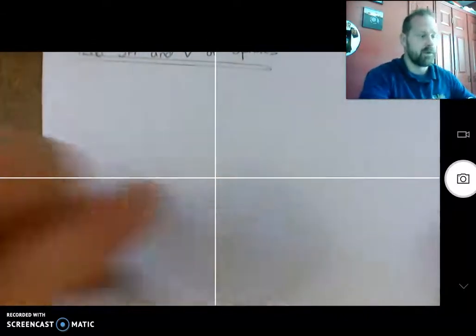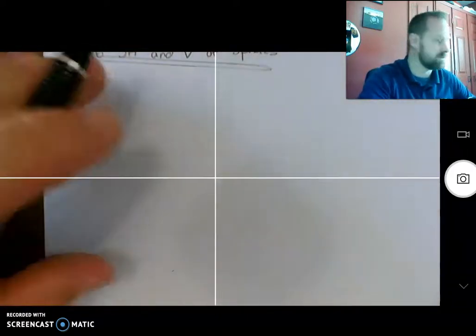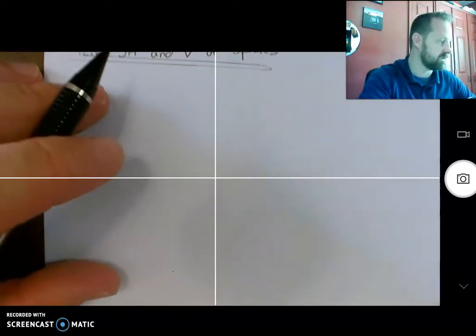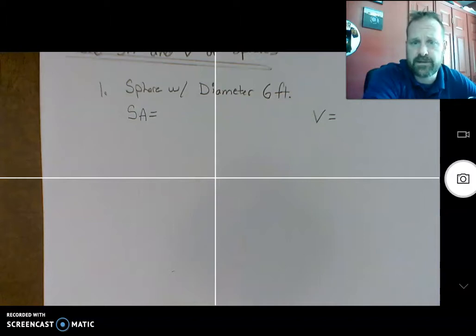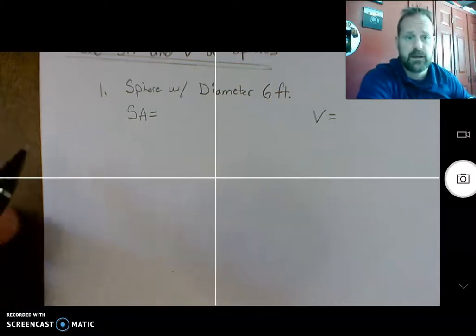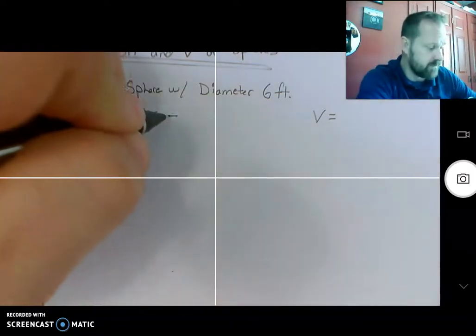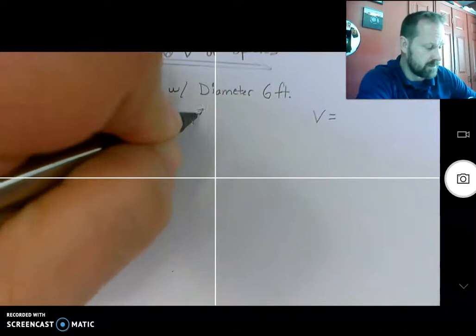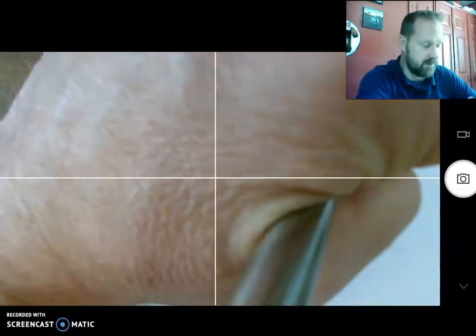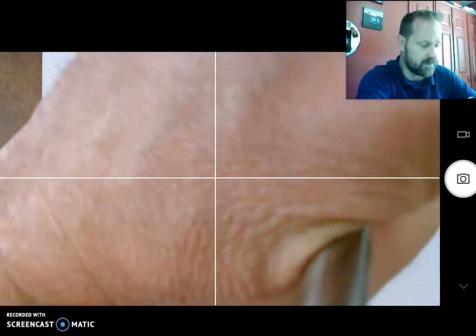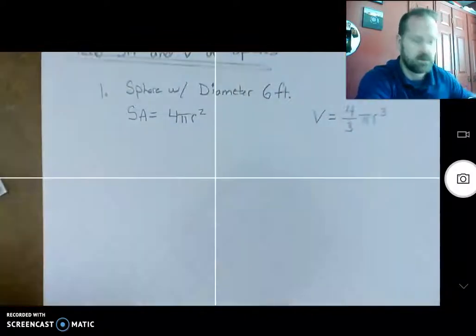So I want to do the guided practice. I want to do a sphere. Let me set it up here. Let's say I had a sphere with a diameter of 6 feet. We have to pay very careful attention to diameter and radius. You know the surface area formula is 4 pi r squared, and we'll cover this in a moment, but I want to just write down the volume formula: 4/3 pi r cubed.